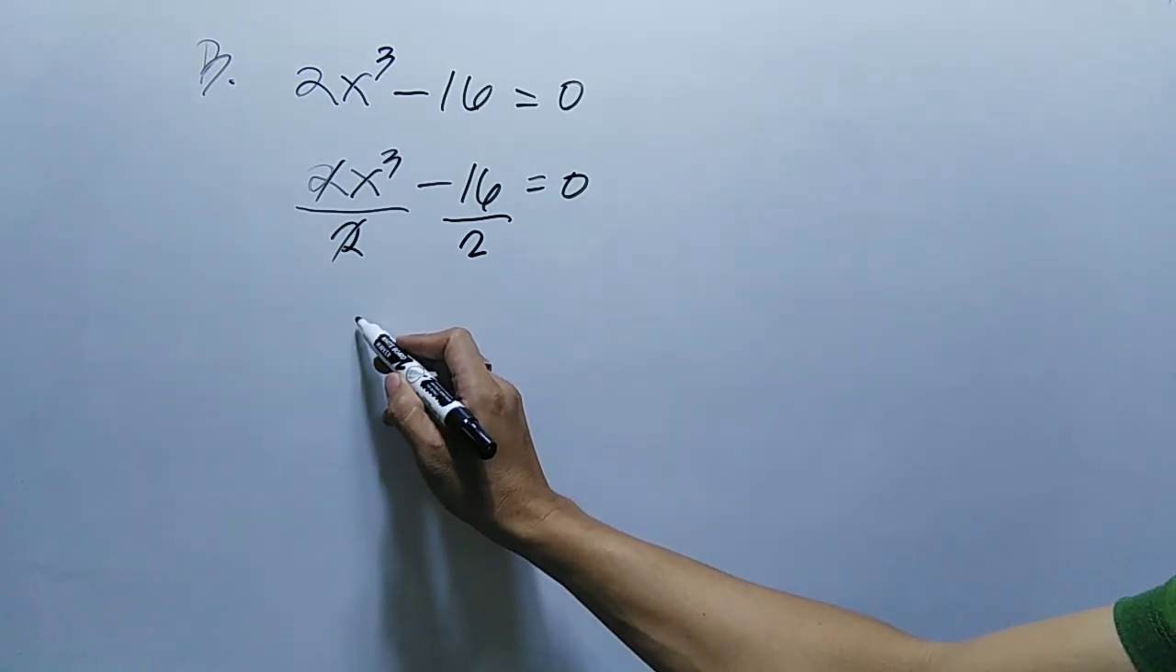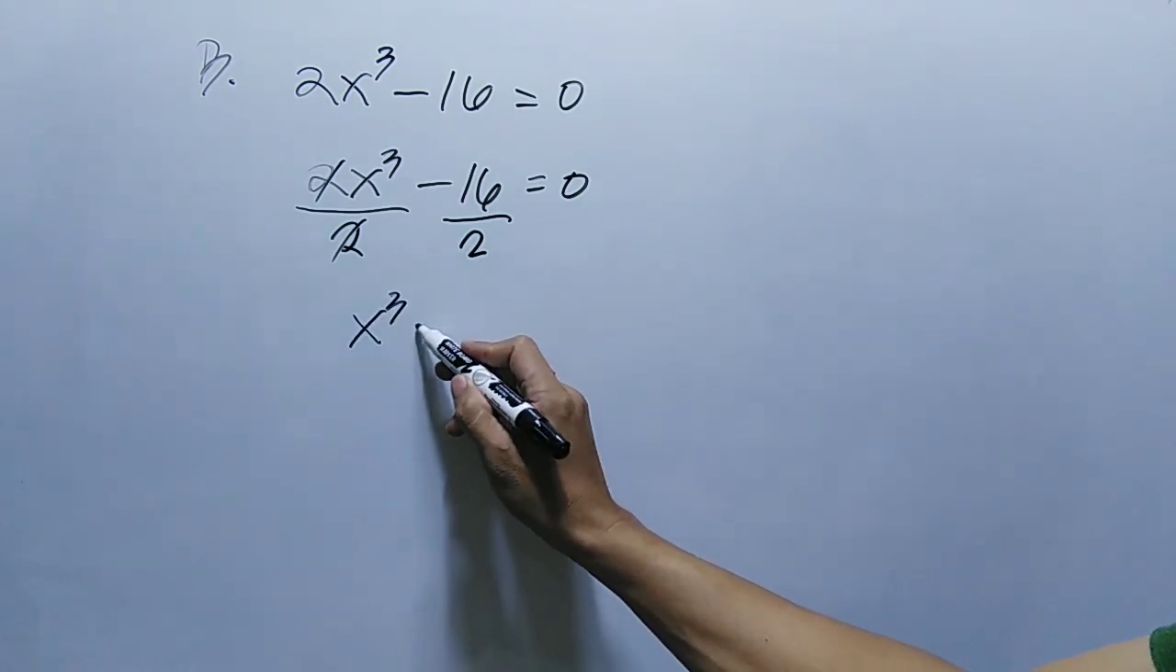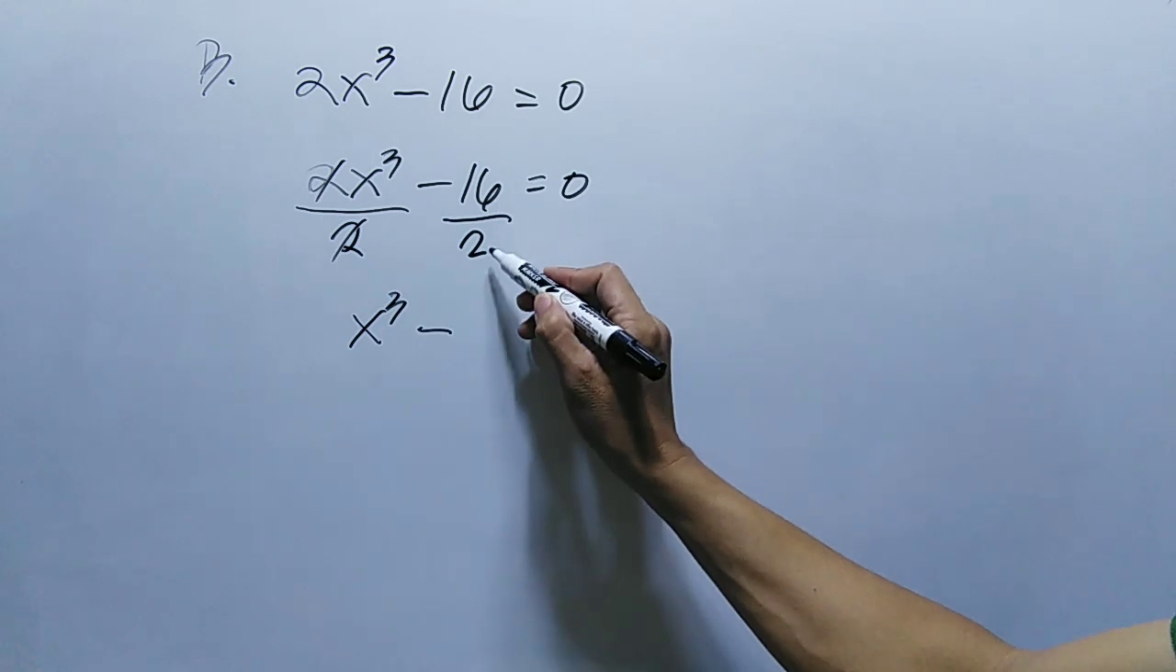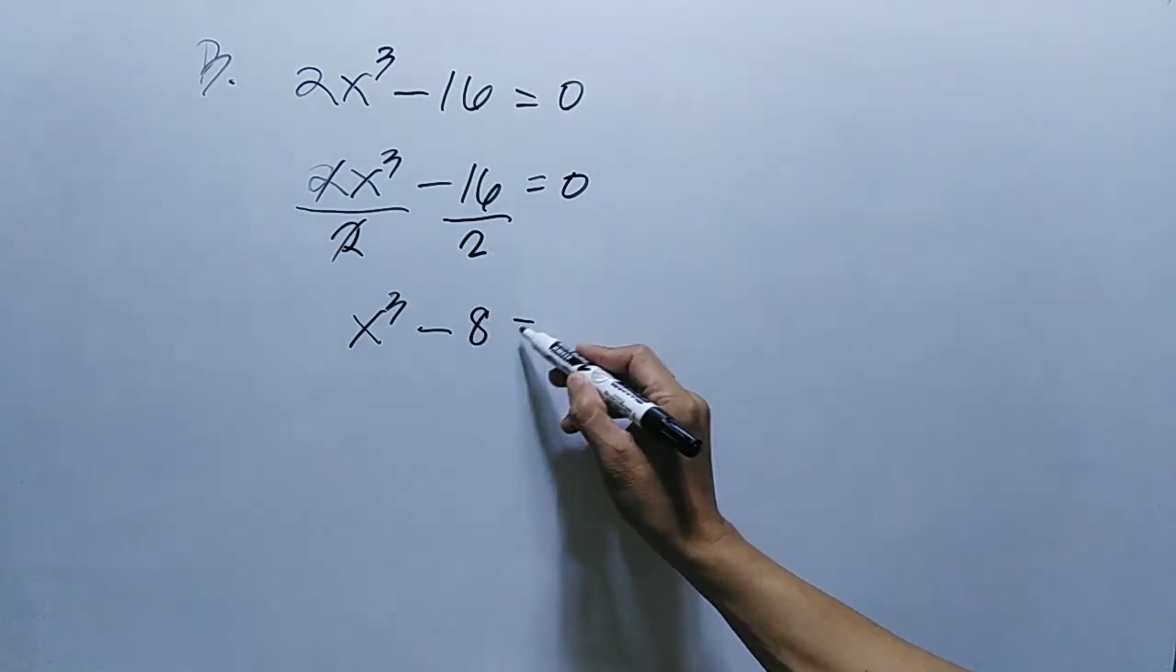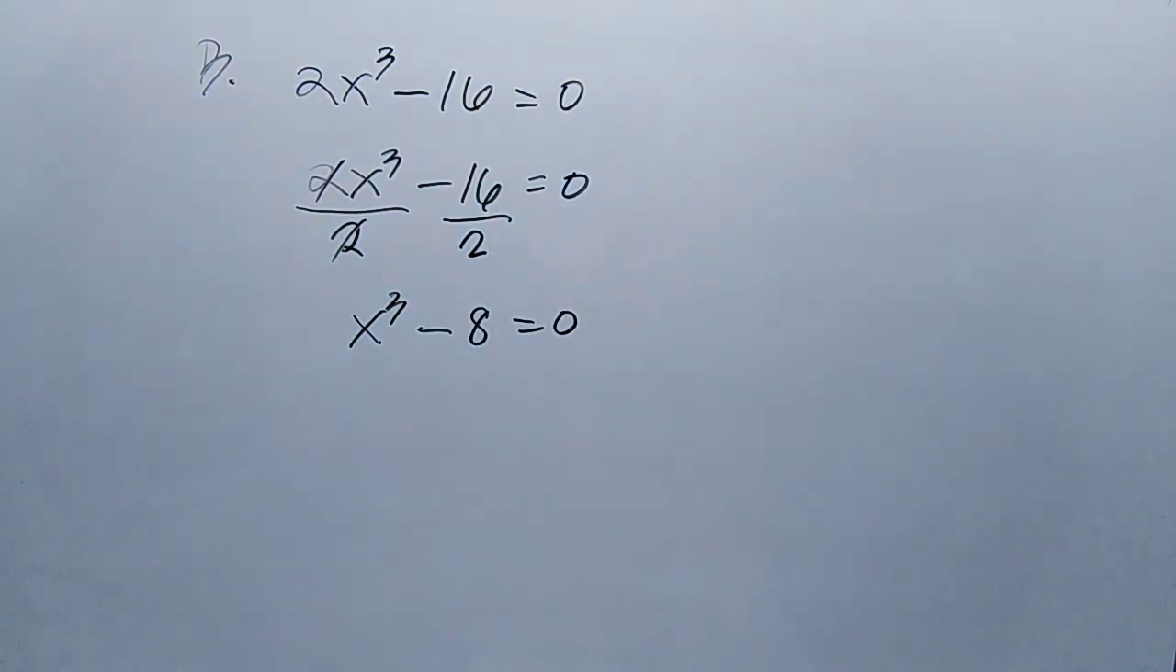So, ang naiwan dito, si x cube minus 16 divided by 2 is 8 equals 0. Okay?